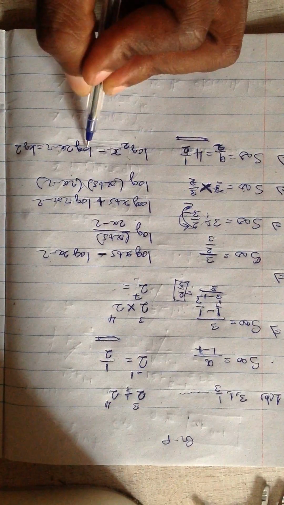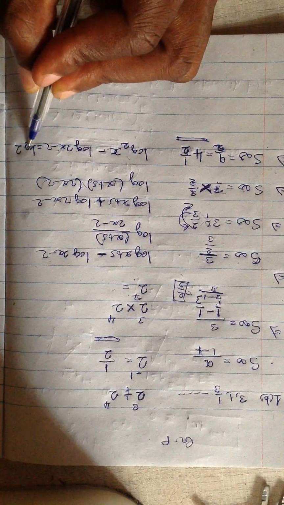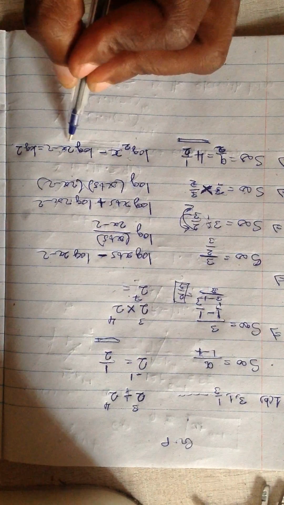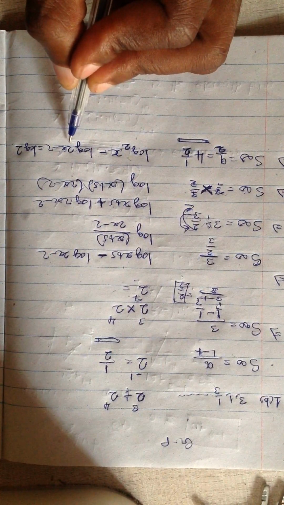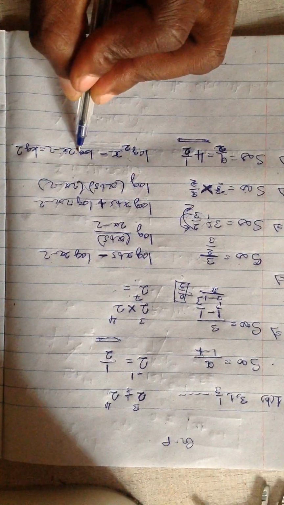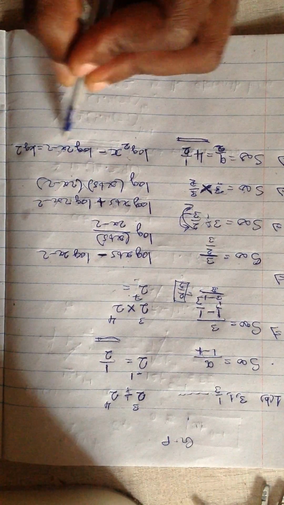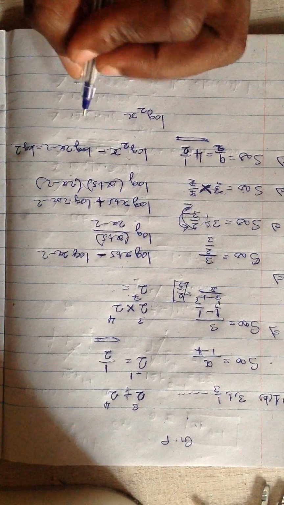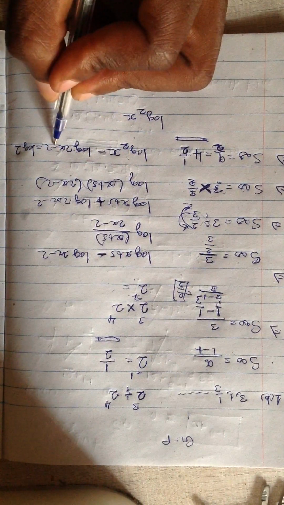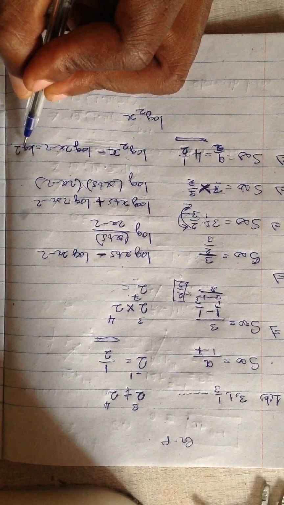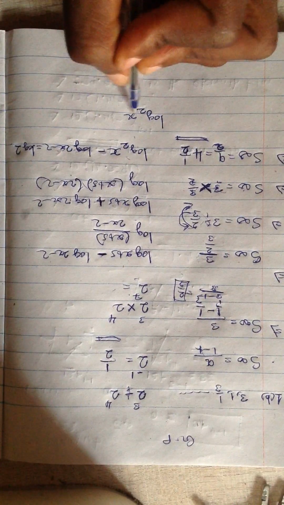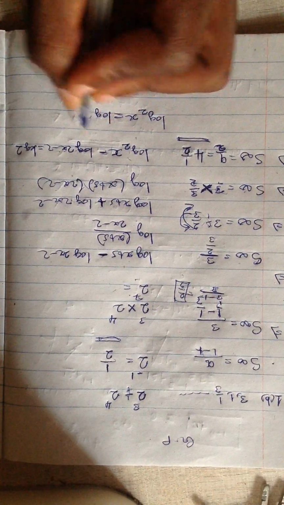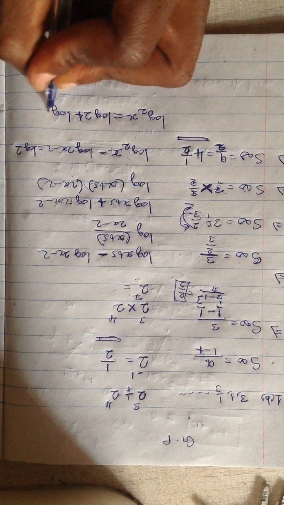Here the base is not indicated: it is just log 2x minus 2 equals log 2. So these two are the same, because their bases are not indicated, so we count them as base 10. You can equate these two and move this here. This one doesn't have a friend, so you take the log 2x minus 2 to the other side, next to log 2. When it crosses to this side, it becomes positive: plus log 2x minus 2.